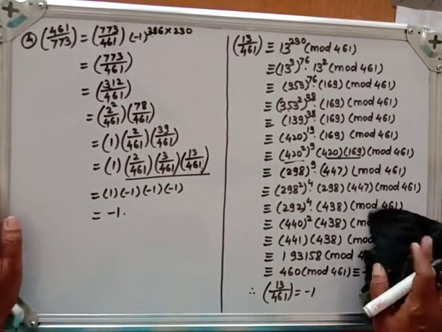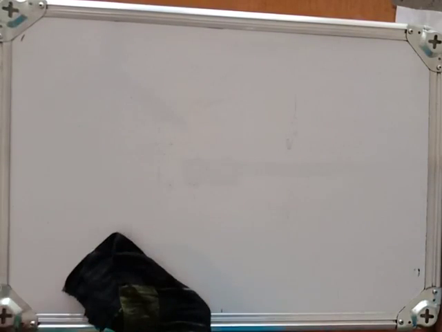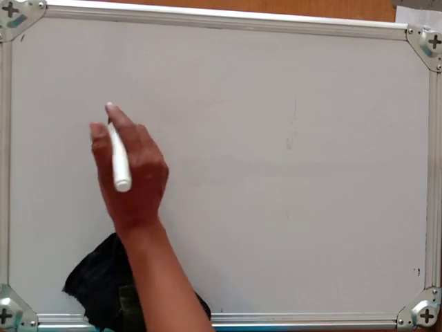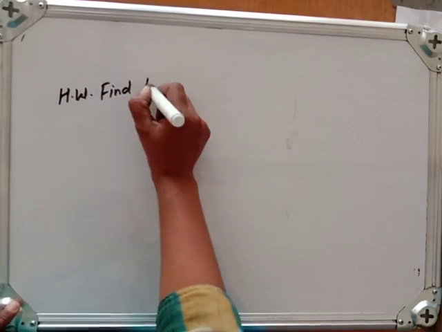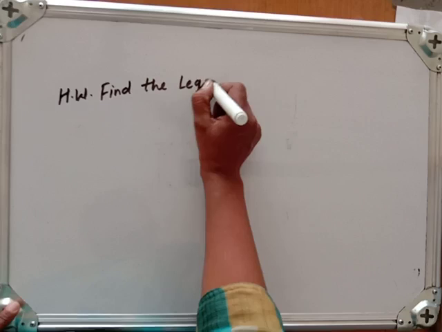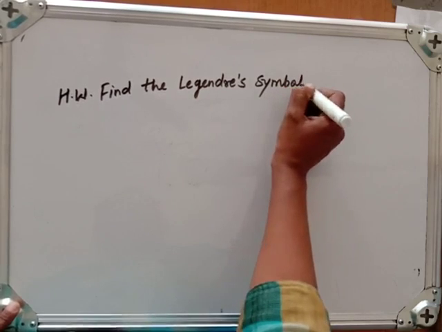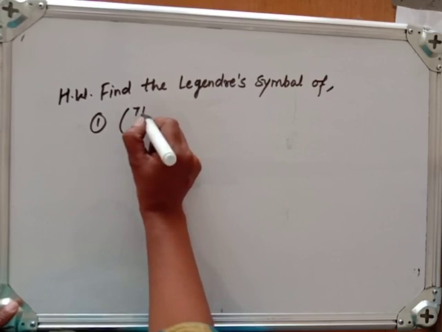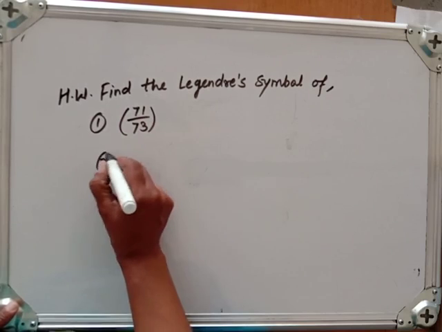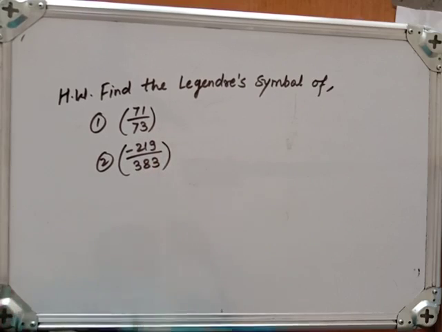Now here I will stop for this video, but before completing the video, let me give 2 examples as homework to you of the same kind. So homework for you, find the Legendre symbol of first 71/73 and second -219 upon 383. Solve for these.